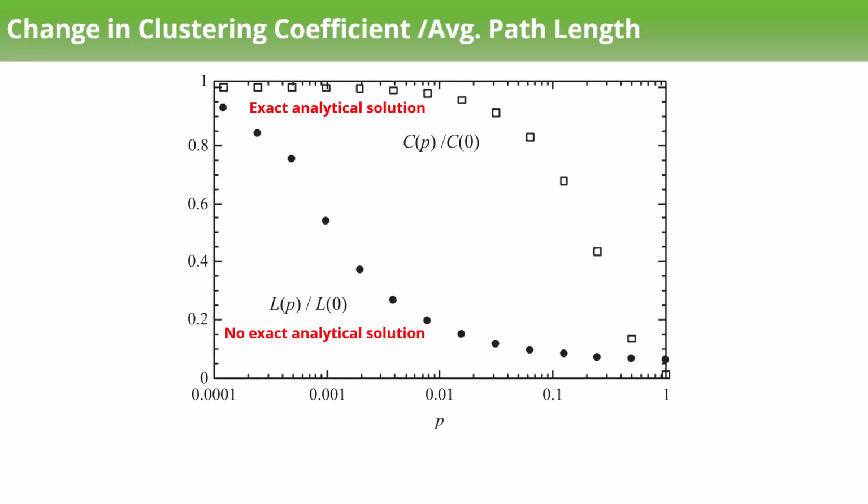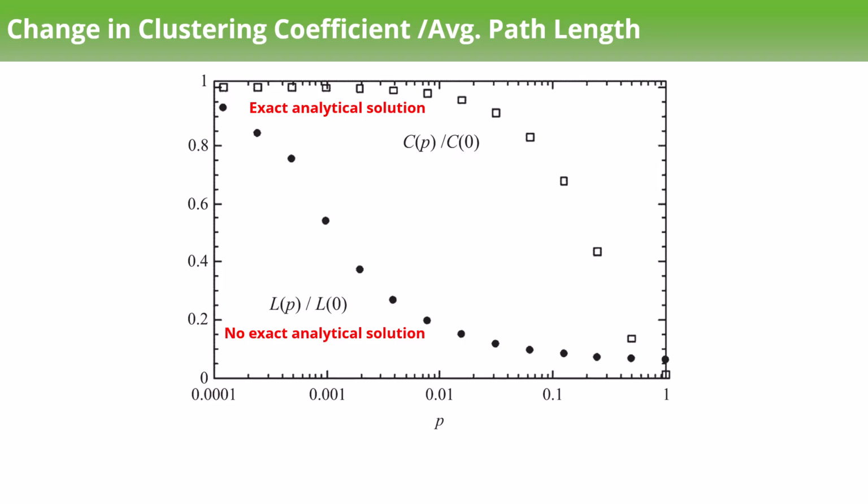So when a small percentage of links are rewired, something interesting happens. The average path length becomes much smaller, while the clustering coefficient is still relatively high. For example, 1% of links are rewired, 10% of links are rewired. The intermediate region is called the sweet spot. This is where we get a small world network.